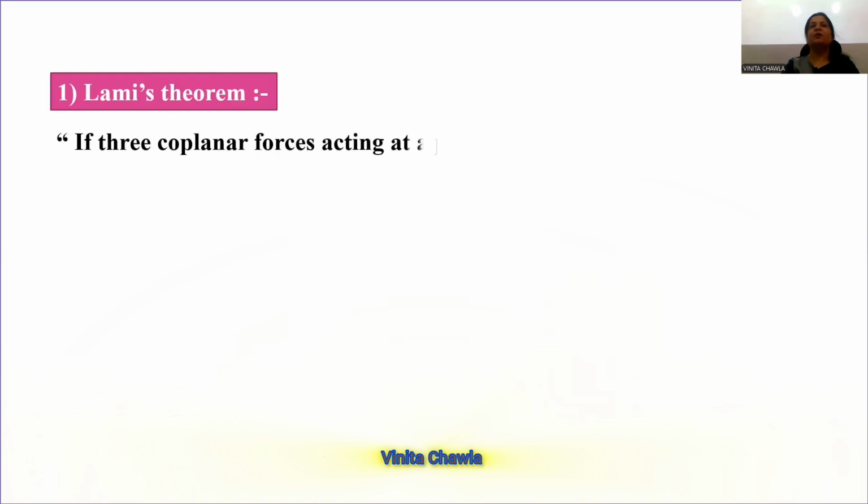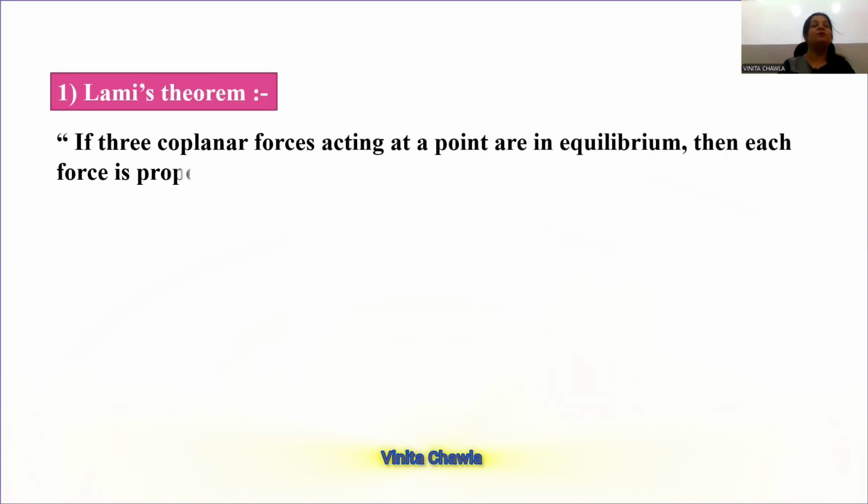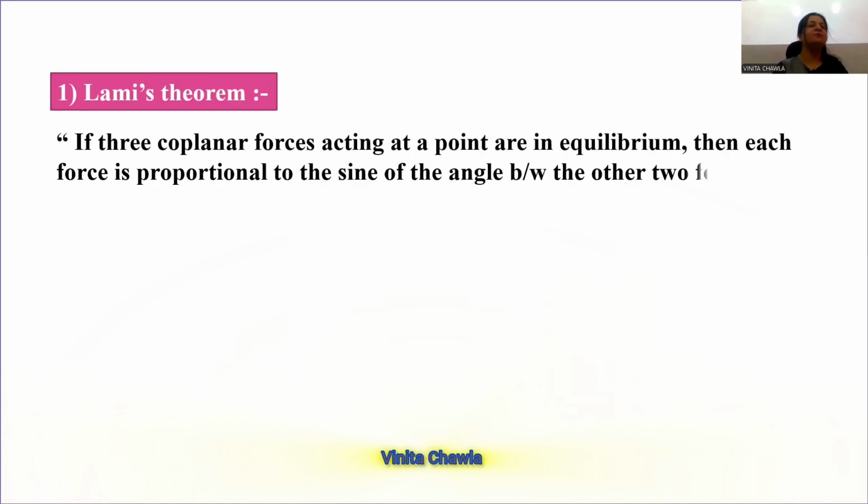So there is one theorem, Lami's theorem. It says that if we have 3 coplanar forces, coplanar means which are acting on the same plane, acting at a point, and are in equilibrium. When do we say that forces are in equilibrium? Forces are said to be in equilibrium when net force is 0. Then each force is proportional to sine of the angle between other 2 forces.